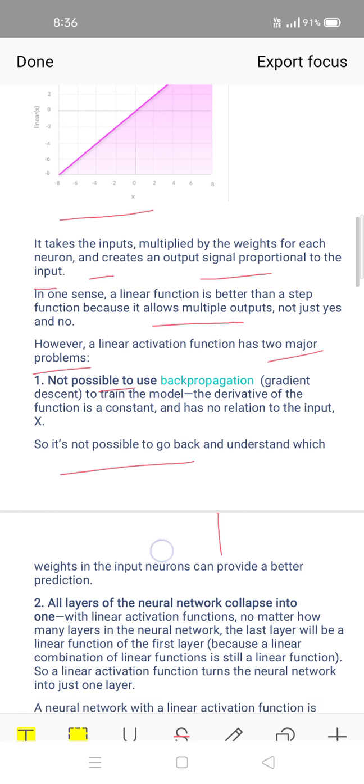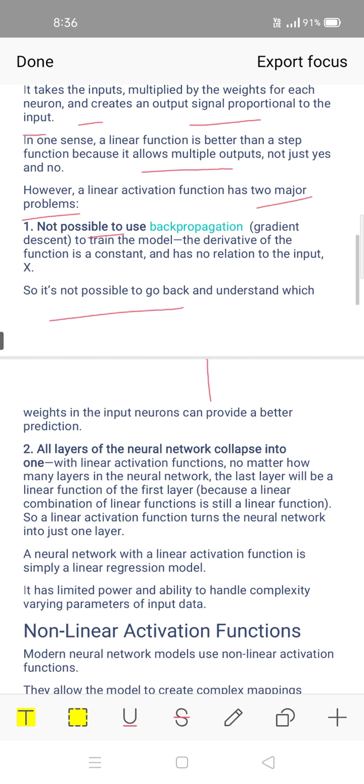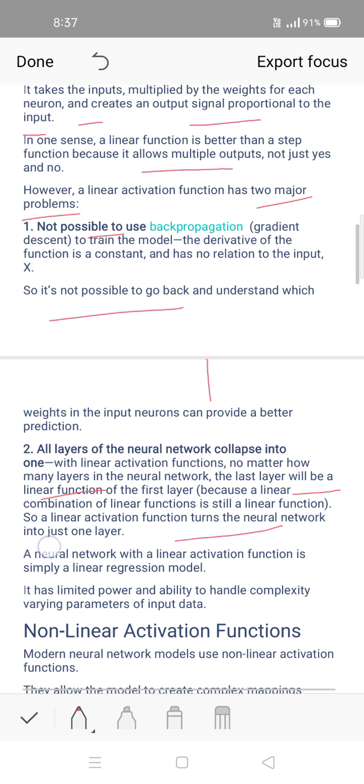Second, all layers of the neural network collapse into one with the help of a linear activation function. No matter how many layers are in the neural network, the last layer will be a linear function of the first layer. A combination of linear functions is still a linear function. So a linear function reduces the neural network to just one layer. A neural network with a linear activation function is simply a linear regression model. It has limited power and ability to handle the complexity of varying parameters of input data.